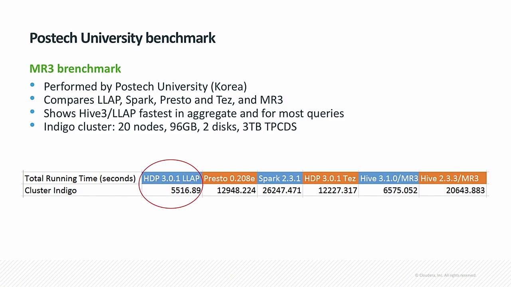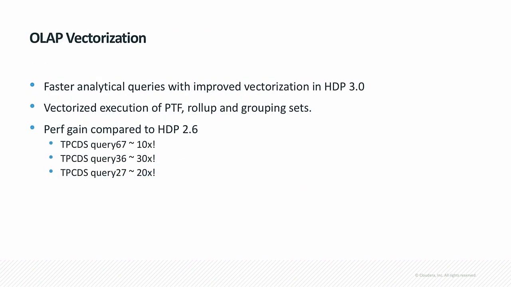So, some results. Some of the improvements that we've made in performance for HDP3. So we have improved vectorization. Basically, we've been able to vectorize the execution for partition table functions, for rollups and grouping sets. And so that helps a lot for OLAP style queries where you end up doing a lot of aggregations over a lot of data. So as you can see, for some queries, this can show some really big gains.